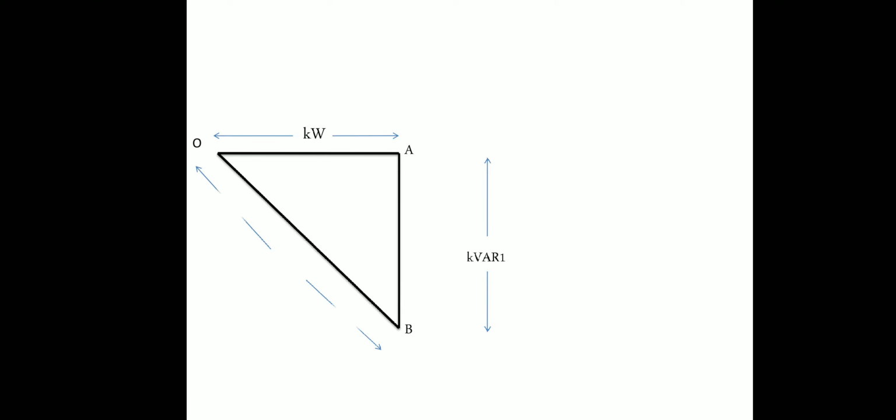Let's mark origin point O and take the kilowatt line. This is our KVAR 1 line, let's mark it as AB. The apparent power is KVA 1. The angle between this kilowatt line and KVA 1 is theta 1. Let's mark point C.